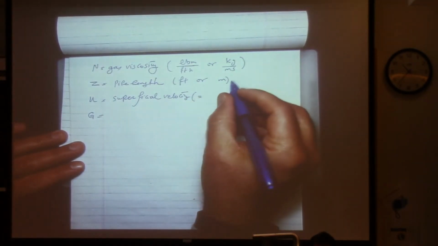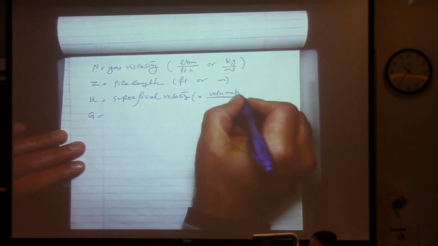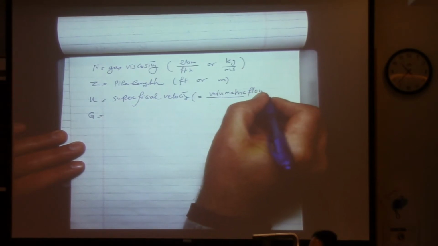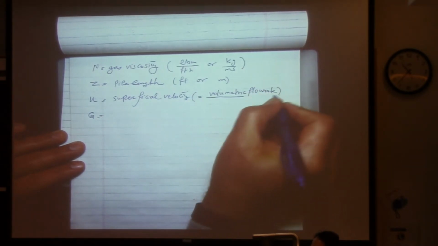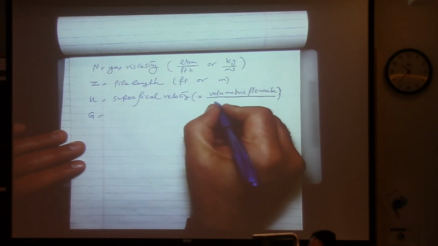So superficial velocity is the volumetric flow rate over the cross-sectional area.